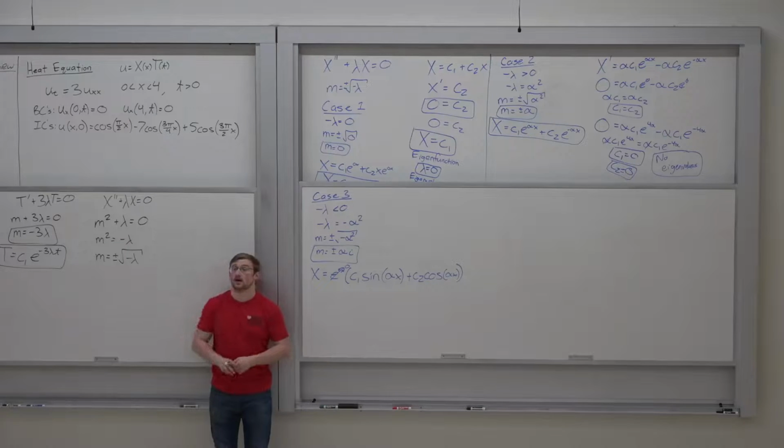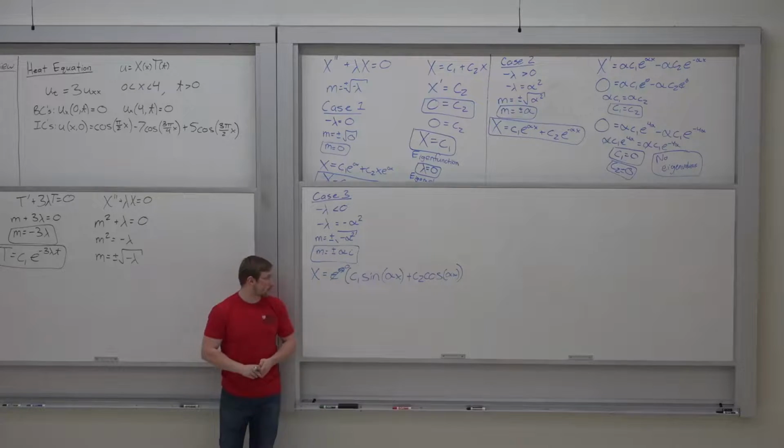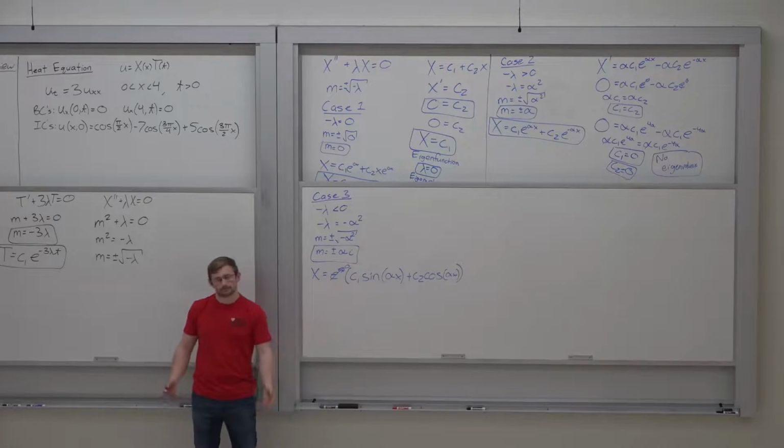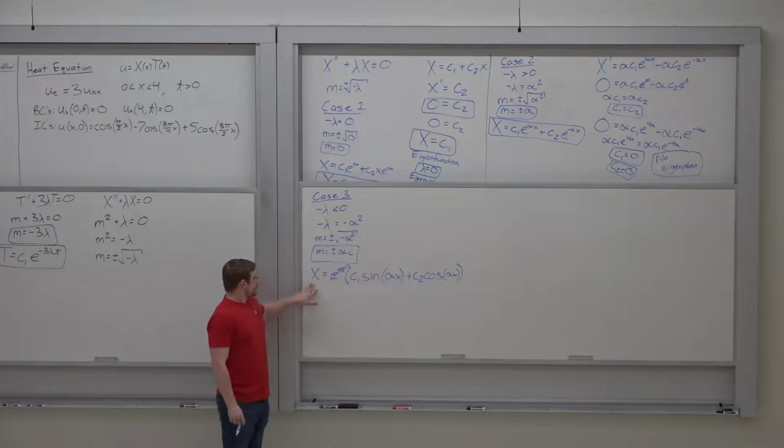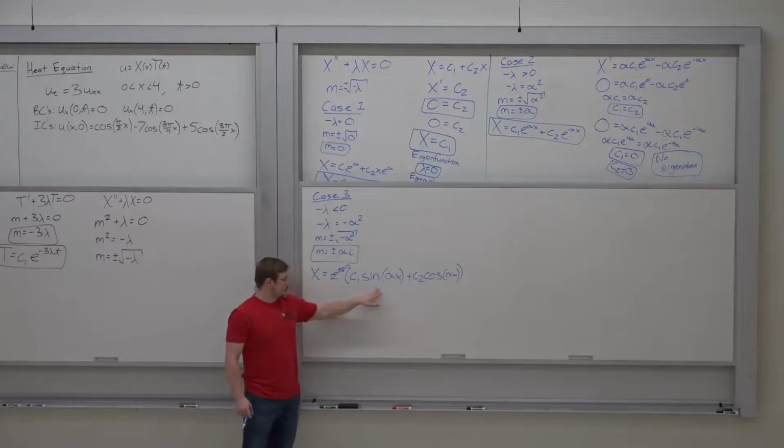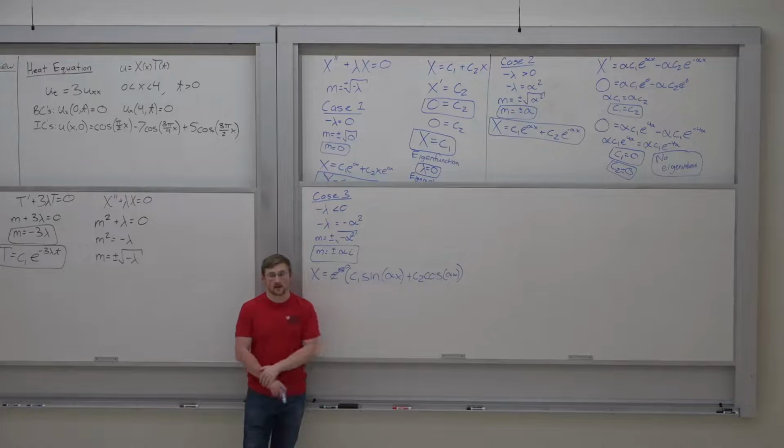Is there any reason you chose to put sine first? Now, I forgot. Do I normally put sine or cosine first? It doesn't matter the order. So we have X is equal to C1 sine of alpha x plus C2 cosine of alpha x.